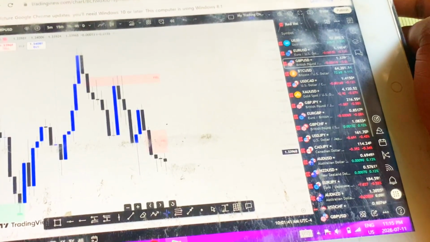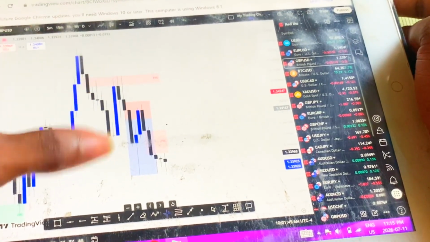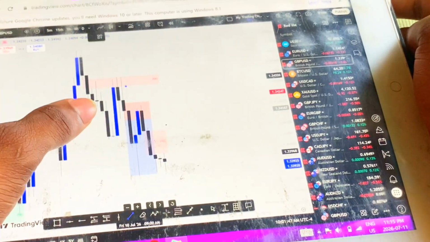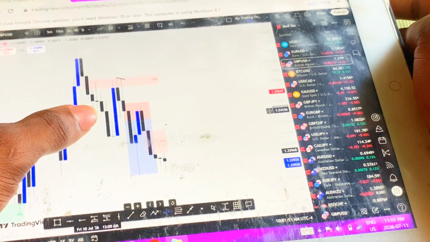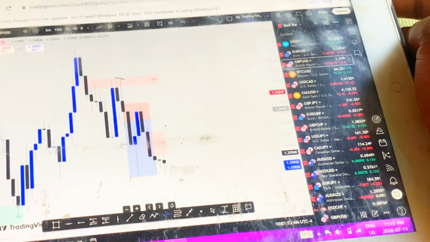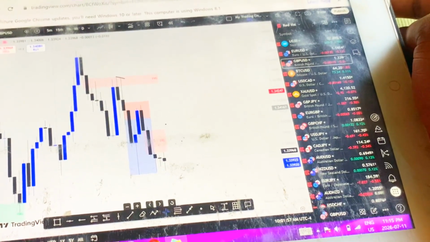Okay, I should have traded the failed one, based on how the SMT works, which you guys can see right here. This is where it failed. GBPUSD failed to sweep the high, and EURUSD swept both the high and low. So I should have traded the one that failed, based on the strategy.